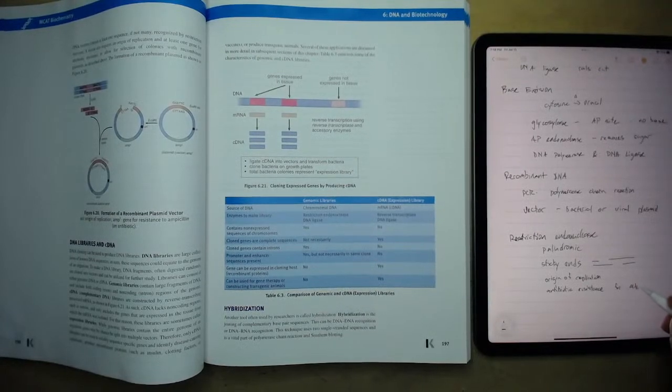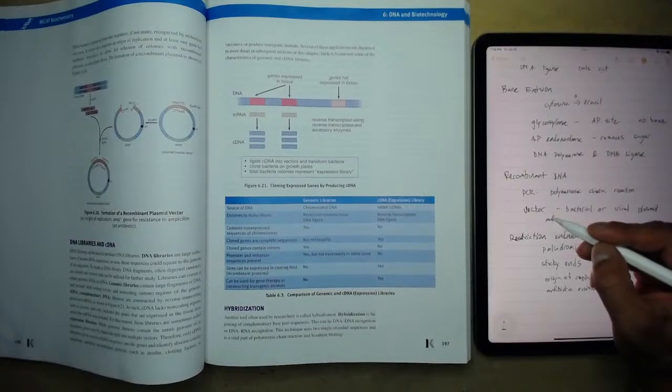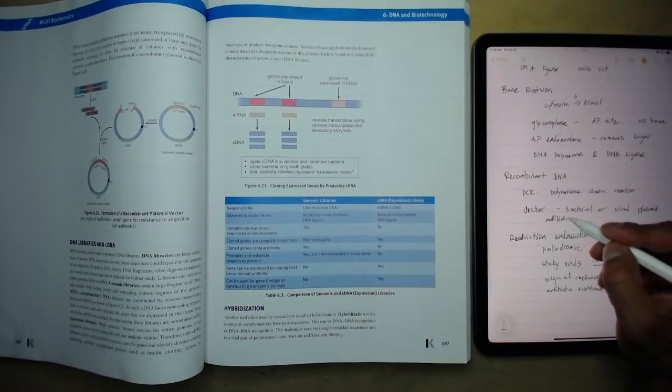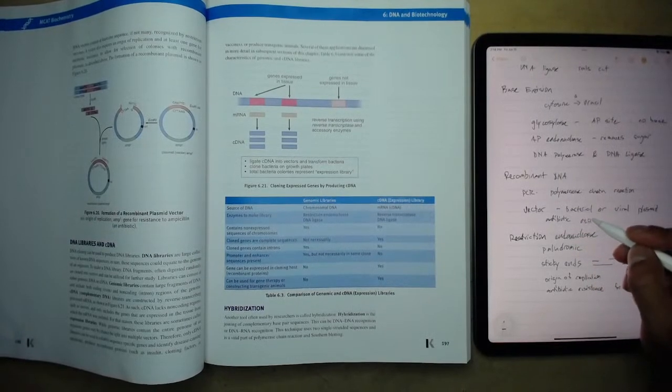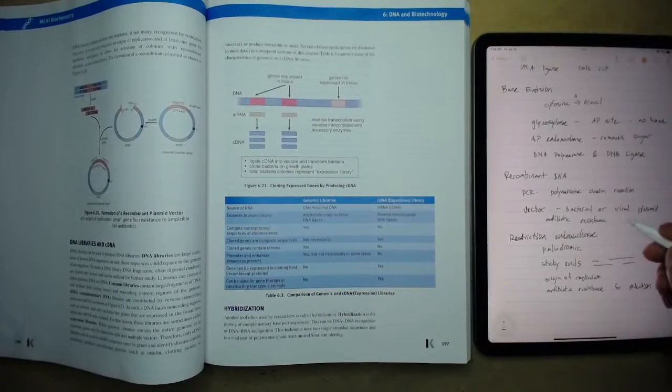For selection, this also needs antibiotic resistance for selection.